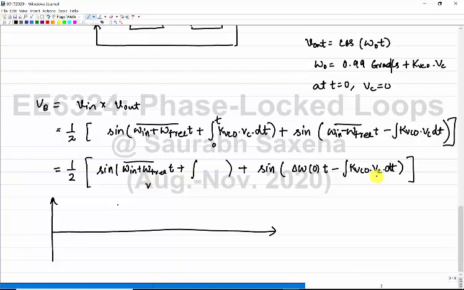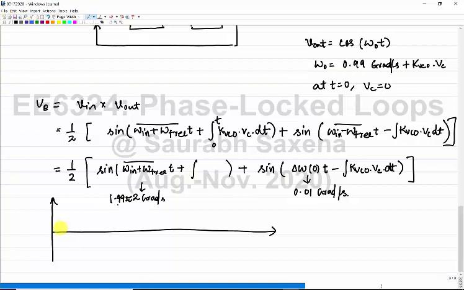Let us assume that VC is very close to 0, right? At that time, delta omega 0 is 0.01 gigaradians per second, isn't it? This is delta omega 0, and at that time your omega in plus omega free is actually close to 2 gigaradians per second, exactly 1.99 or approximately 2 gigaradians per second. So you see the difference between these two frequency components, right? The magnitude may be same. Okay, so you see it is like 200 times the frequency.